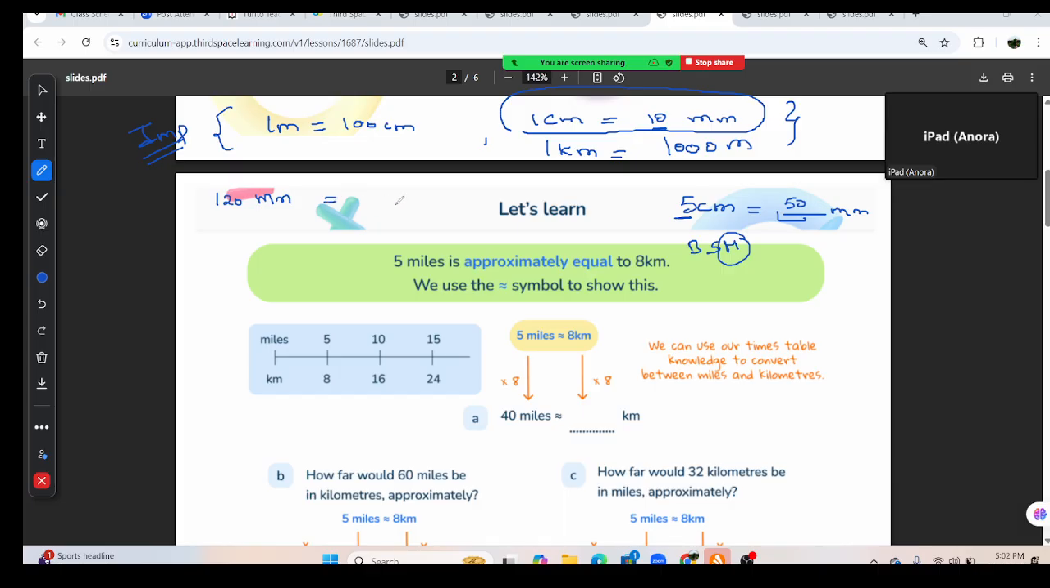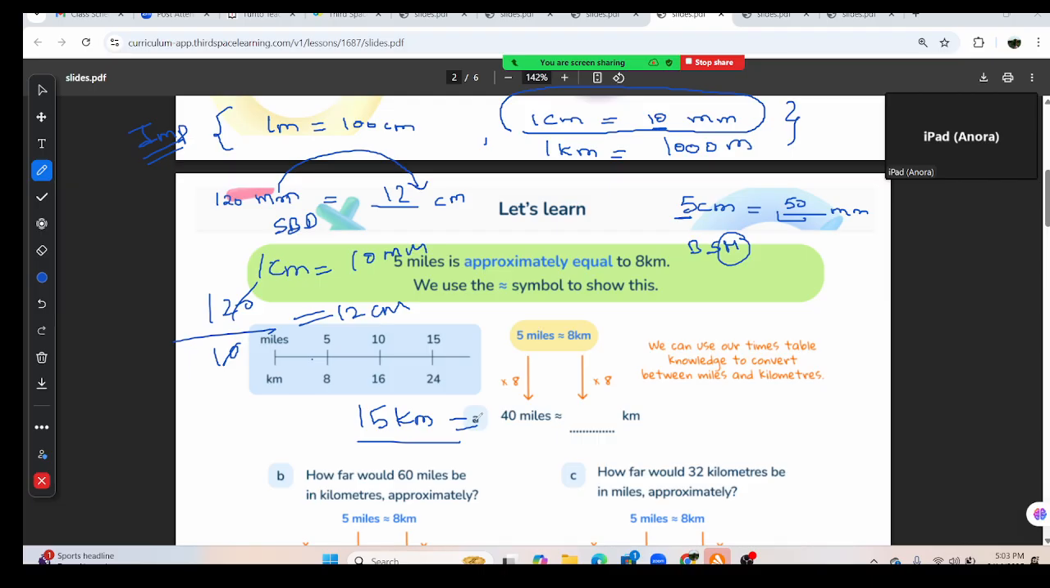Tell me, if you have 120 millimeter, convert it into centimeter. 12. Very good. Here you use the SBD rule because we are going from smaller to bigger. So we divide it because we know in 1 centimeter there are 10 millimeter. That's why we would divide 120 with 10 and that's how you got 12, right? Very good.